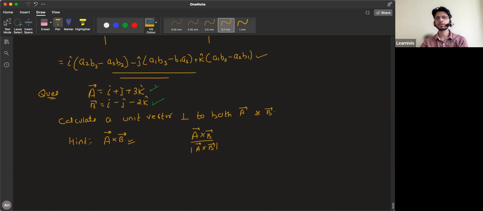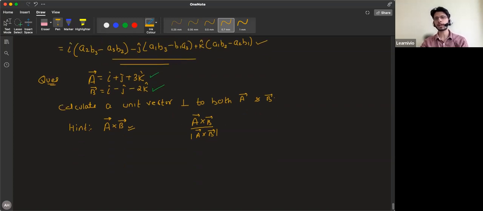So this numerical will have 2 steps. First of all, calculate the cross product and please write your answer in chat room. In chat room, don't need to write I cap, J cap, K cap. You can simply write 1, 1, 3. I will understand. First one is I, second is J, third is K. And please send your answers to the co-host. I'm the co-host.